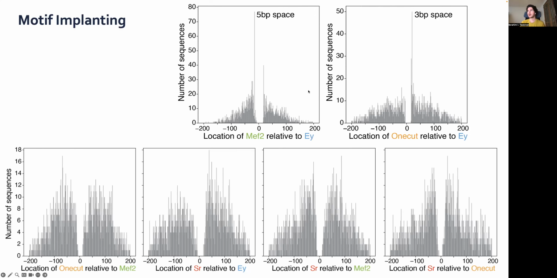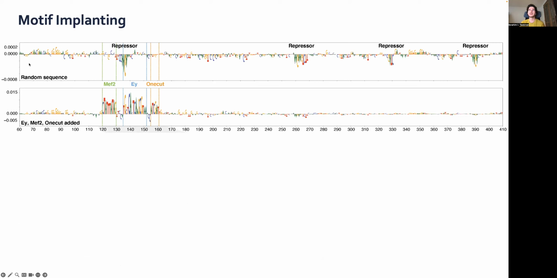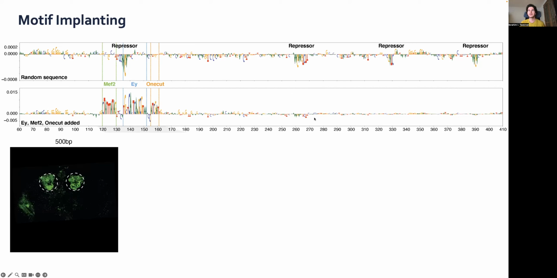And to see how it looks and to test if it is correct, here you can see this is the initial random sequence. Again, by chance, there are multiple repressor binding sites, and the initial ILIS binding site replaced the repressor, then MEF2 and one cut followed the ILIS binding site. And if we test this 500 base pair in vivo, it was active in the cancer cells as planned. It was a successful experiment.